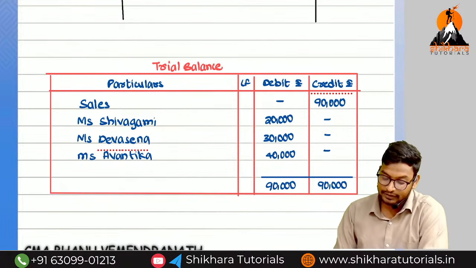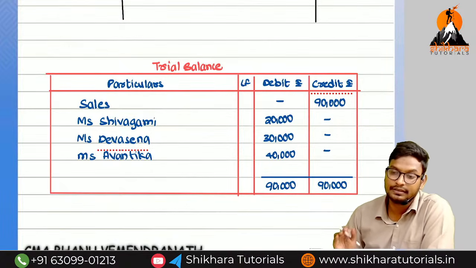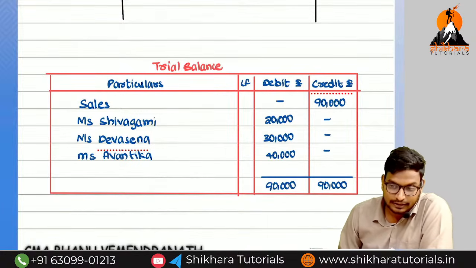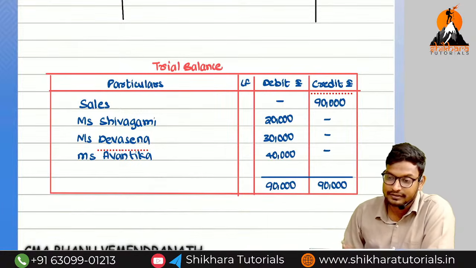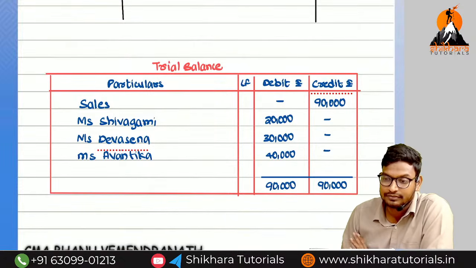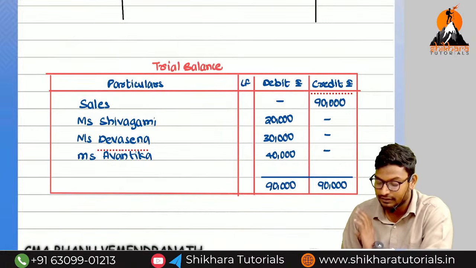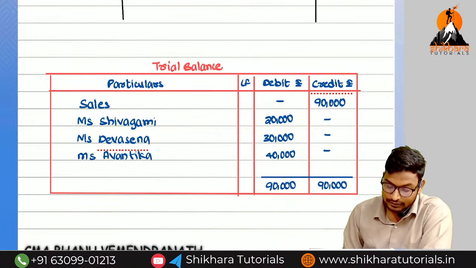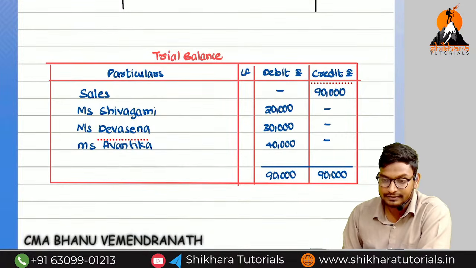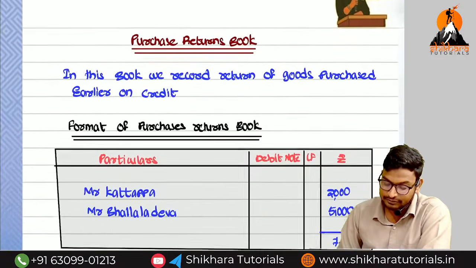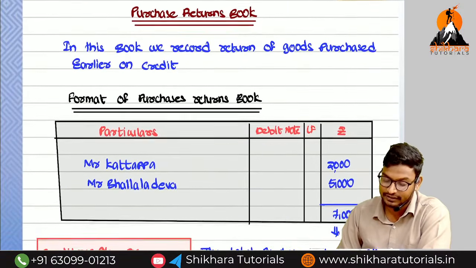So the total is 90,000 and 90,000. This is the process of posting subsidiary books to the ledger accounts. Why am I discussing this? Without this basic knowledge, we cannot understand how we need to rectify. So this is the main point. I will include this knowledge with the rectification of errors. If you listen to this, then only you will understand the rectification of errors.